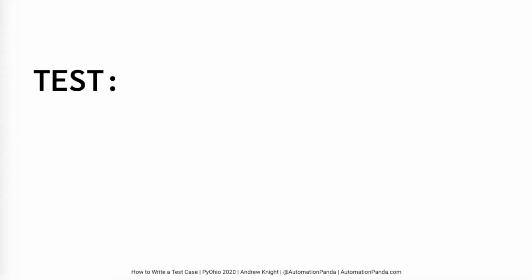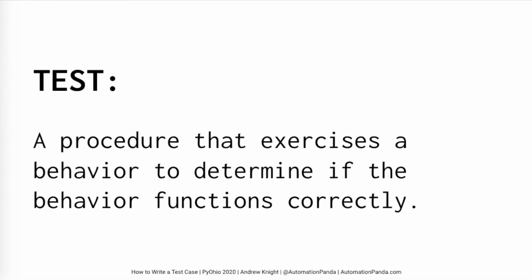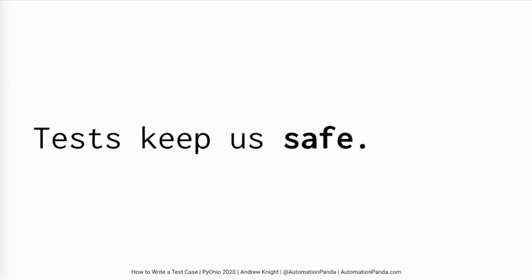First, let's define the word test. A test is a procedure that exercises a behavior to determine if the behavior functions correctly. There are several different kinds of tests, like unit tests, integration tests, or end-to-end tests. But all functional tests do the same basic thing. They try something and report pass or fail. That's how testing keeps us safe.